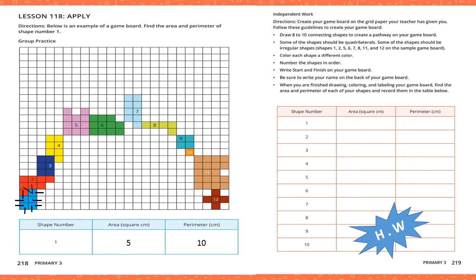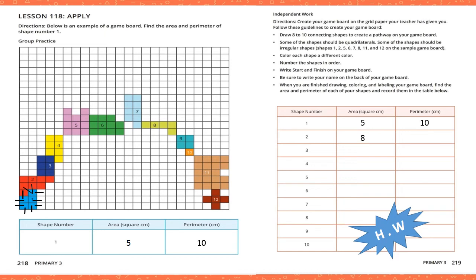Okay. Next. Page 219, I will complete the table. We made number 1 here. I have 5 area and 10 perimeter. Shape number 2 with red color. Here the area, how many units inside the shape? I will count. 1, 2, 3, 4, 5, 6, 7, 8. I have 8 square meters. What about the perimeter? I will count.